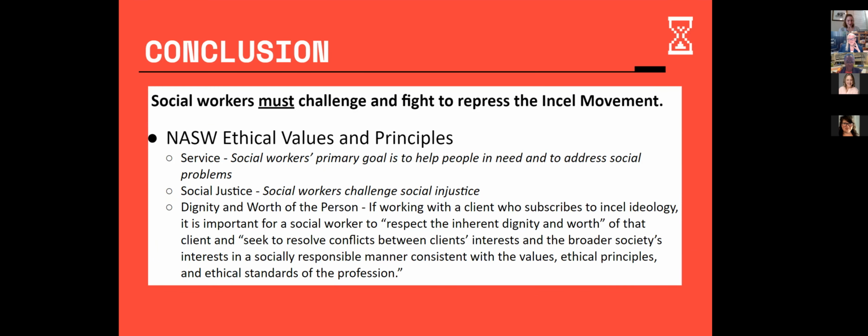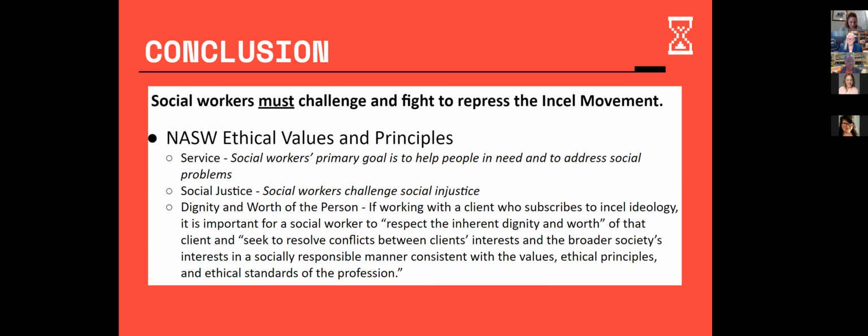Social work is a very vital part of repressing the incel movement. It is the duty of social workers to challenge and fight to repress this movement because of the profession's ethical values, principles, standards, and responsibility. The Code of Ethics outlines the values of service, social justice, dignity, and the dignity and worth of the person as some of the foundations of the profession.